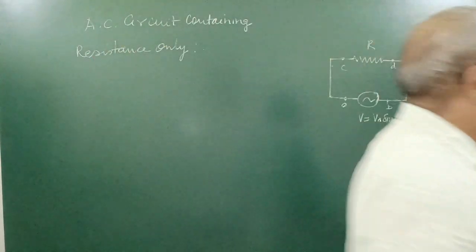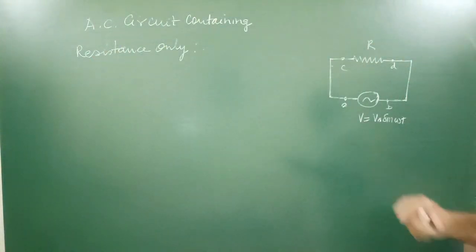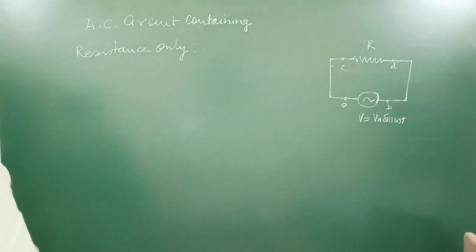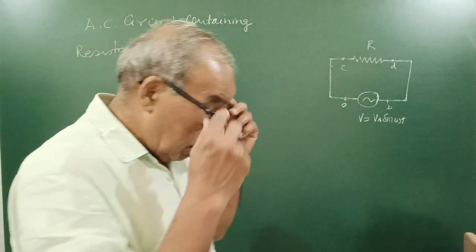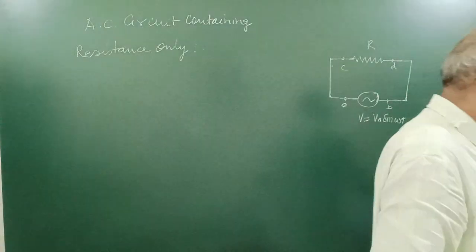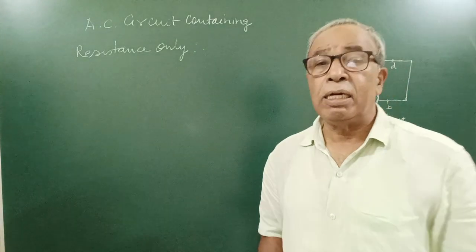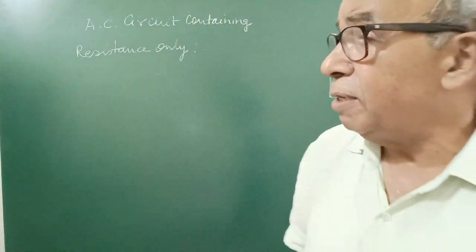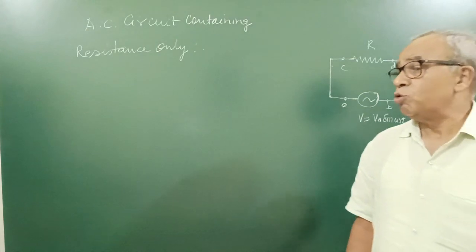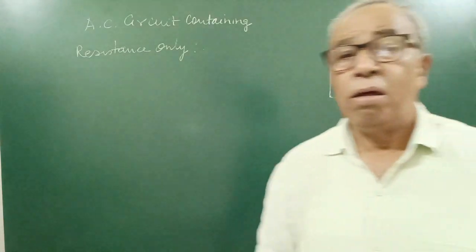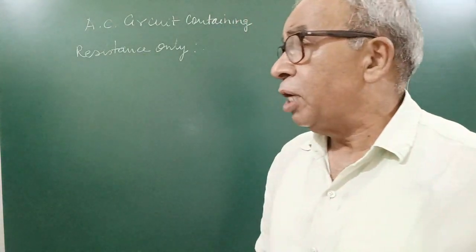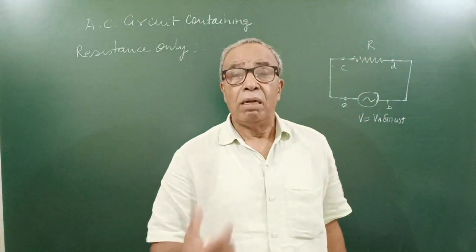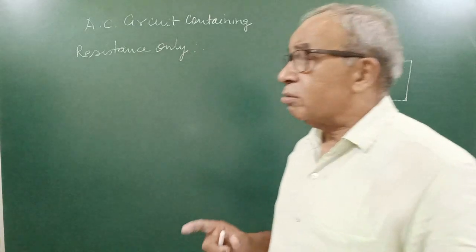Well, dear students, now I am starting a new topic in AC, alternating current. Till now I defined the definition of current, then I told you how to measure alternating current and alternating voltage, the principle involved in measuring AC, and then I defined the root mean square value of AC, etc. Now we will study the behavior of different circuits.